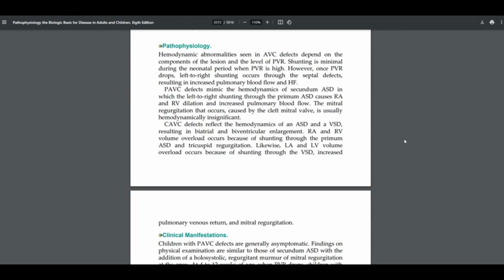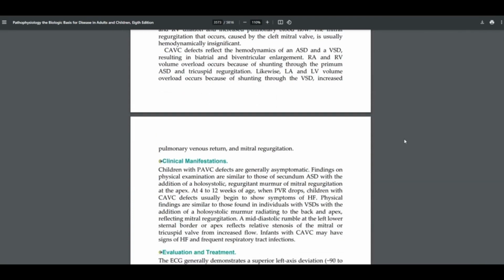The CAVC defects reflect the hemodynamics of ASD and VSD, resulting in a biatrial and biventricular enlargement. Right atrium and ventricular volume overload occurs because of shunting through the primum ASD and tricuspid regurgitation. Likewise, left atrium and left ventricle volume overload occurs because of the shunting through the VSD, increased pulmonary venous return, and mitral regurgitation.